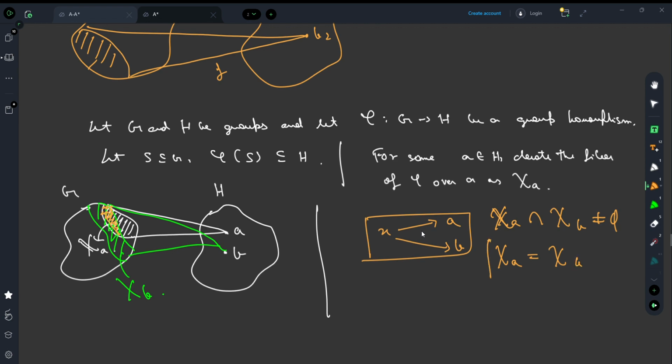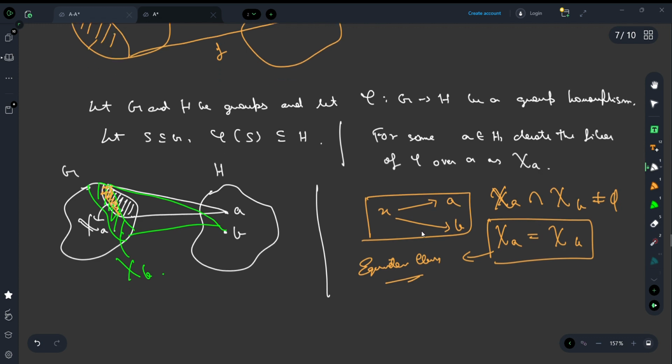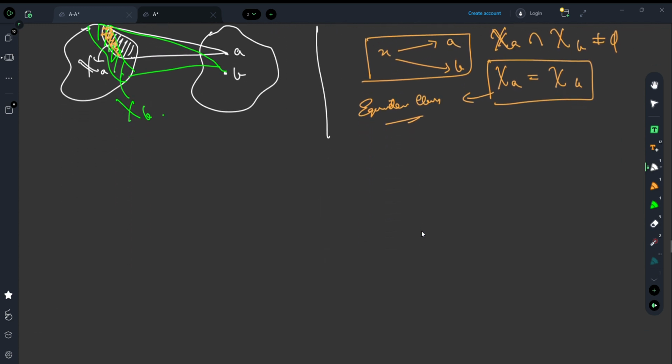Right? I guess you people can relate this fact with the concept of equivalence classes, in a way that it partitions G. I guess that part is completely obvious from here. Okay. Now observe, you choose any partition from G.